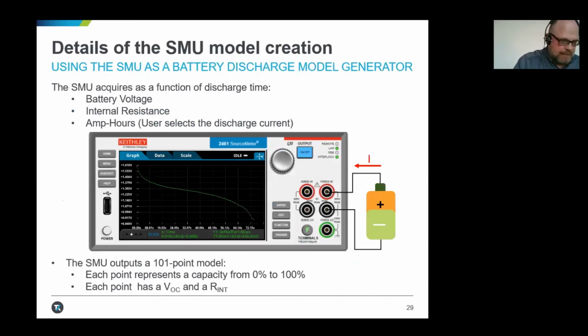The model generating program monitors battery voltage, creates a momentary voltage to force a current to compensate internal resistance, and monitors current and time to compute amp-hour capacity. The program has a number of programmable parameters, and the main one is the discharge current. The program creates the battery model consisting of 101 sets of 3 parameters: state of charge, open circuit voltage, and internal resistance.